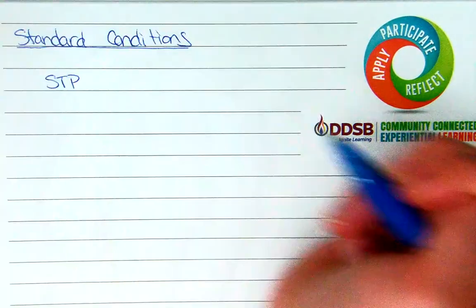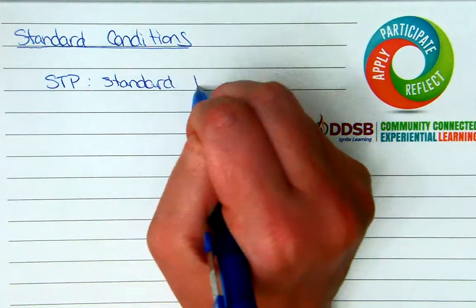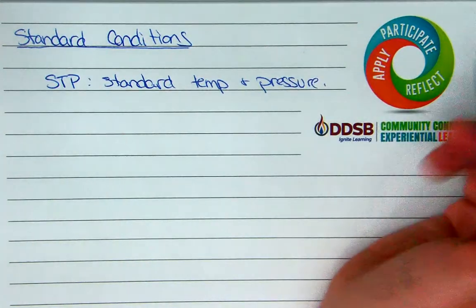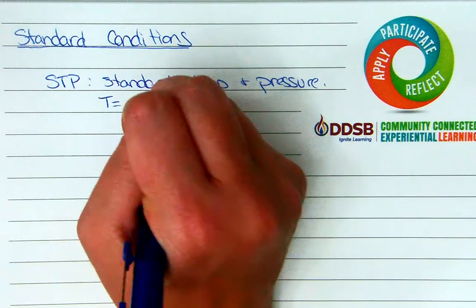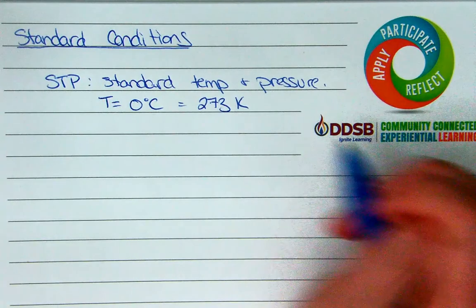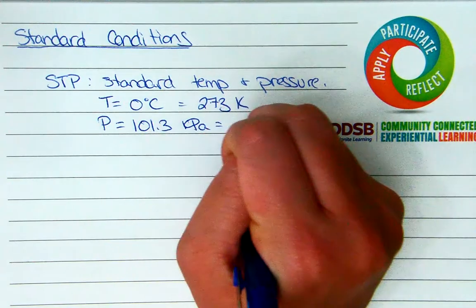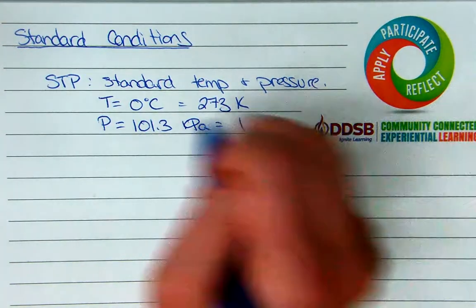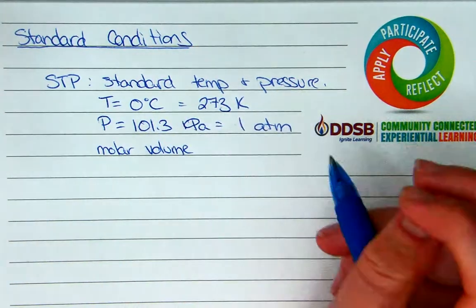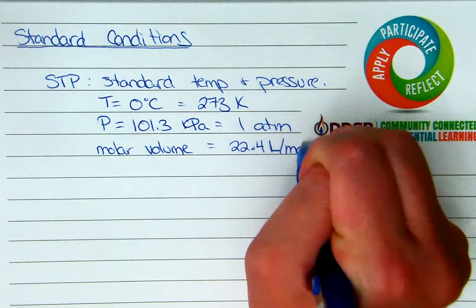We first have STP, which stands for standard temperature and pressure, right? STP makes sense. So this is a temperature of 0 degrees Celsius or 273 Kelvin. The pressure is 101.3 kilopascals or 1 atmosphere. And the molar volume of a gas at this condition is 22.4 liters per mole.